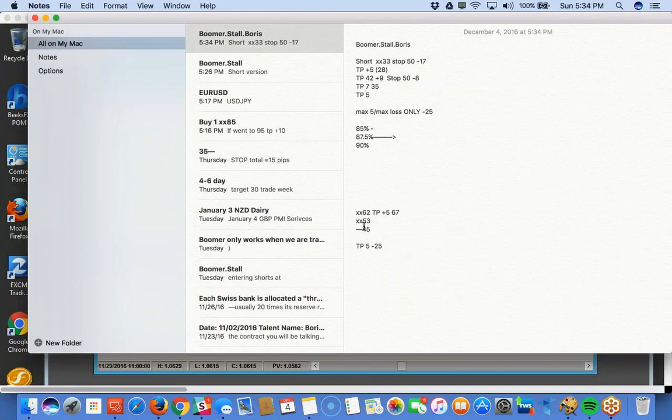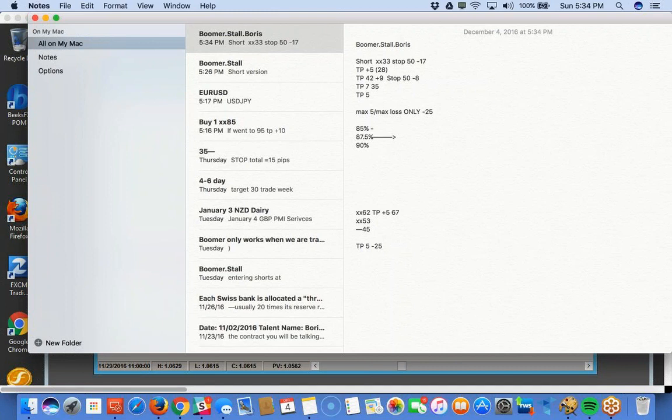When they drop faster than they rise, the 50 may get tested and then bounce back up, which gives a chance to resolve the trade. Whereas if it's rising and it hits the 50, it's very likely it's going to go past 50. So we just stop ourselves out.